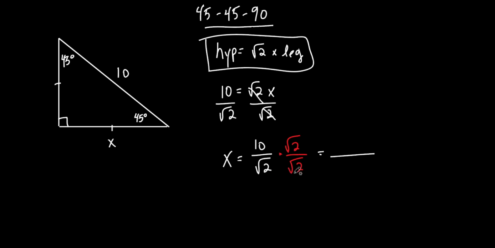No, the square root of 2 times the square root of 2. It's the square root of 4. It's not a 4. It's the square root of 4. What's the square root of 4? It's just a 2.